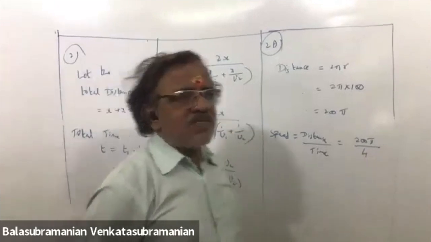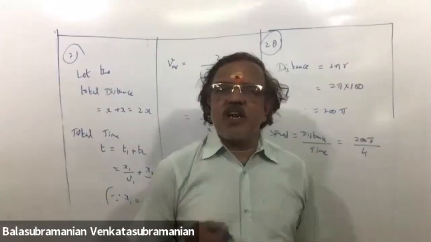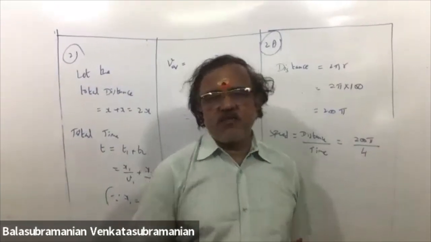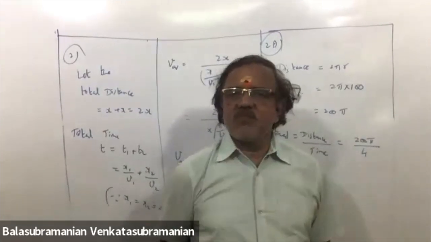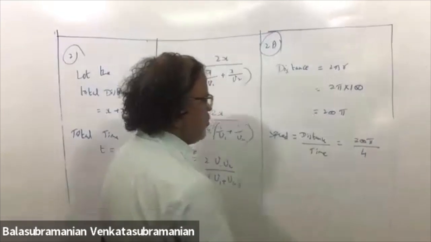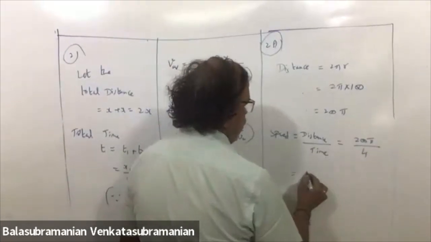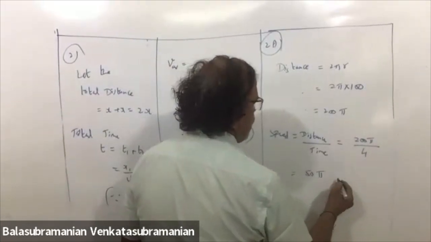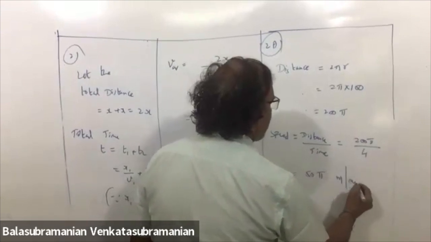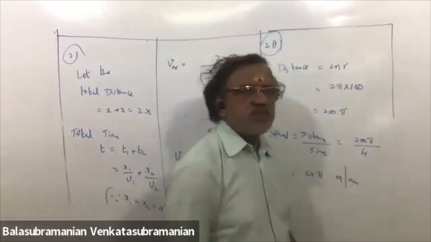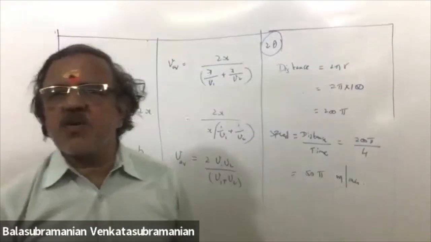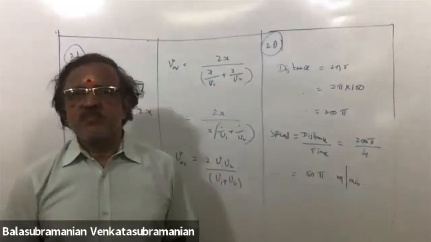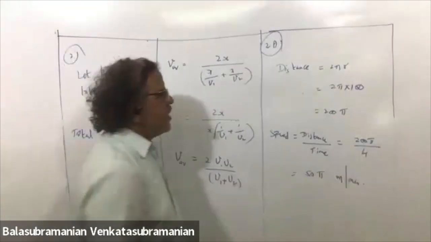If you want the answer in terms of SI unit, convert into seconds and then write. No, sir, I want the answer in the given data. You can write as it is. 50 pi meters per minute. In terms of seconds, divide by 60. Okay. Next.